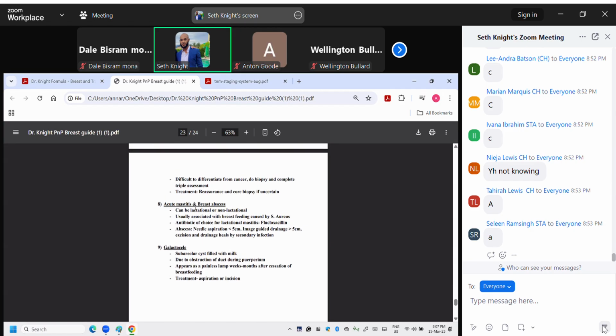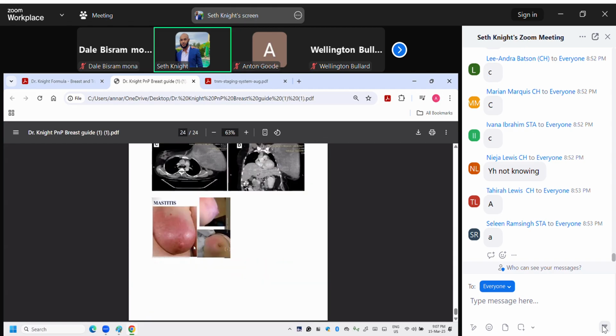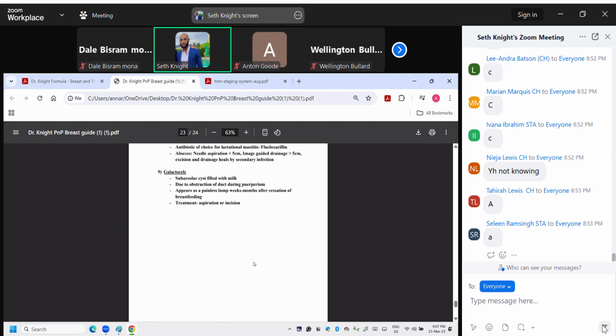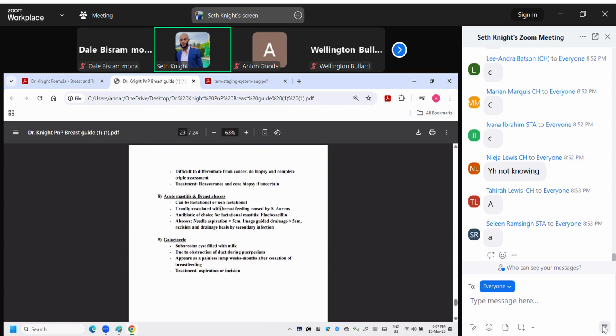And the last thing is the difference between mastitis and a breast abscess. So mastitis can be lactational and non-lactational. I have to show you all an image. I don't have it here. This is mastitis, the differences between lactational versus non-lactational mastitis. For mastitis, guys, it can be lactational or non-lactational. And the antibiotic of choice, if it's lactational, is flucloxacillin because it targets Staph aureus. Staph aureus is what causes that inflammation, right? That's your skin organism.